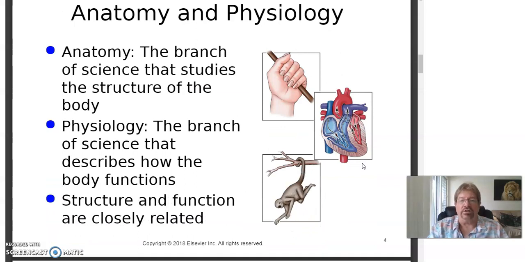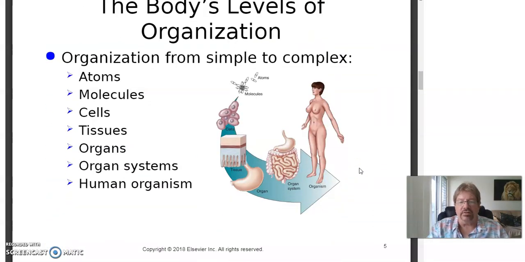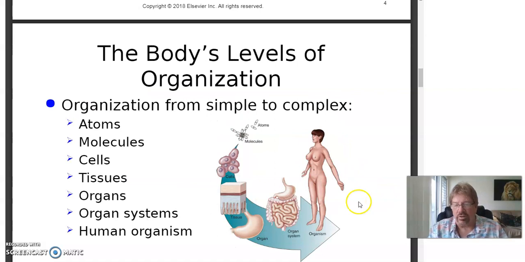Okay, we said anatomy is the structure of living things. Physiology is the function of living things. The body's levels of organization, all this will be tested, by the way. Atoms make up molecules, make up cells. Specialized cells make up tissues, and I don't mean the kind of tissue you blow your nose into.